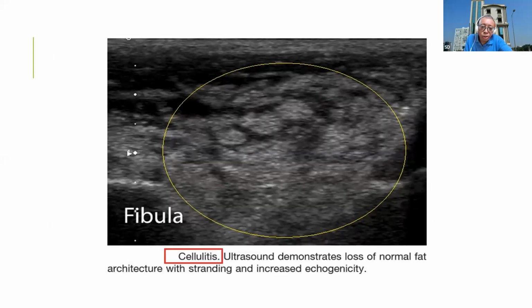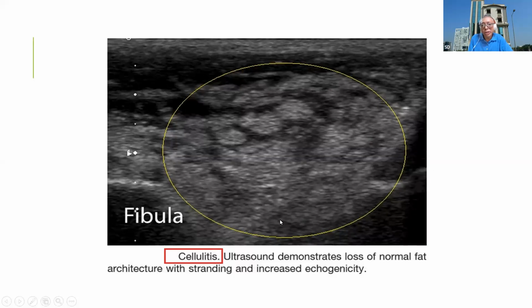So here also you can see the normal subcutaneous architecture is lost. If you see, this is the normal architecture of subcutaneous fat. But if you see the architecture within this yellow circle line here, the architecture is completely lost. There is a mixture of hypoechoic and hyperechoic shadow, and there can also be posterior acoustic enhancement of the shadows.